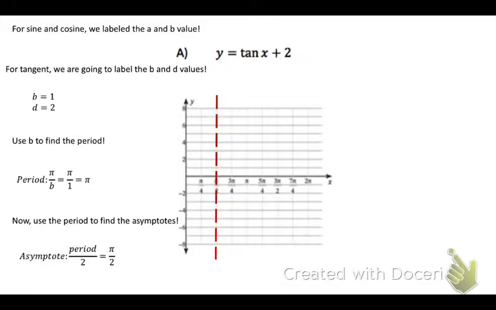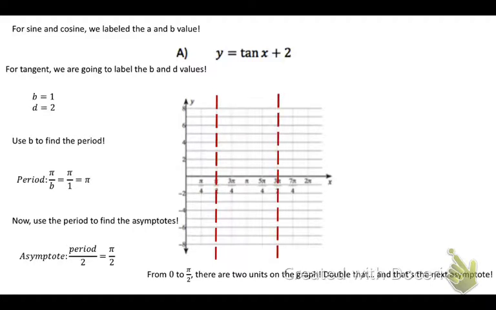Okay, and then if you think back to when we were just graphing that, how I talked about there were like 3 units between the first asymptote and 0, and so then there were 6 between the next. Well, here we have 2 units between 0 and pi halves. So I'm going to go 4, and that will be my next asymptote. So at 3 pi halves, there's my next asymptote.